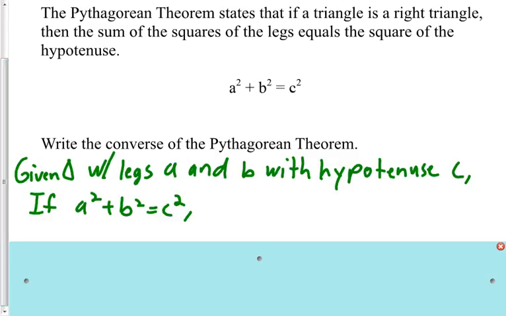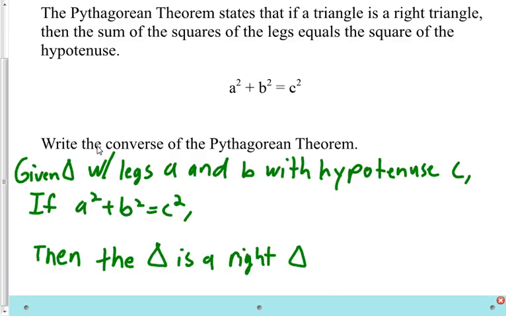Well, now we're looking to write the converse of it. So, given a triangle with legs a and b with hypotenuse c, if a squared plus b squared equals c squared, then the triangle is a right triangle.